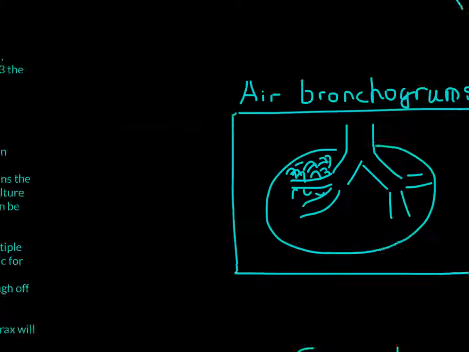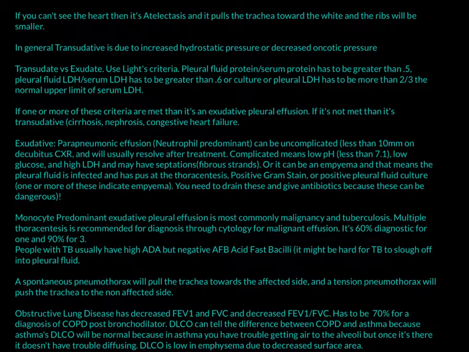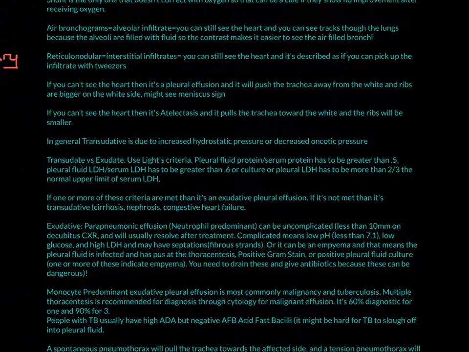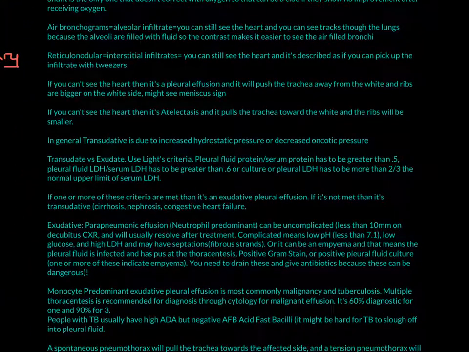And so the other type is called reticular nodular. In this case, it's interstitial infiltrates. And just like the air bronchograms, you can still see the heart. It's described as if you can pick up the infiltrate with tweezers.